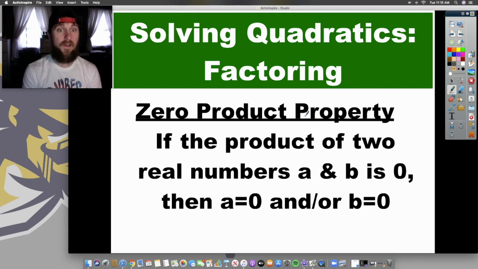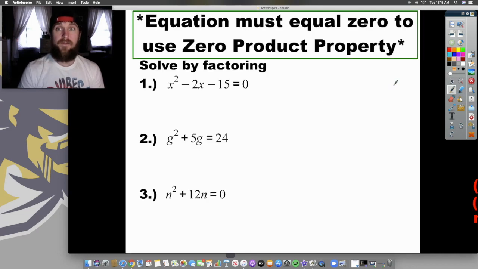We know if we have it set equal to 0, one of the binomials, or possibly both, would have to be 0. Prior to solving, you need to make sure that the quadratic is set equal to 0. If it's not set equal to 0, you need to do that first. You can see that in example 2. But example 1's good to go. So we're going to take a peek at it.